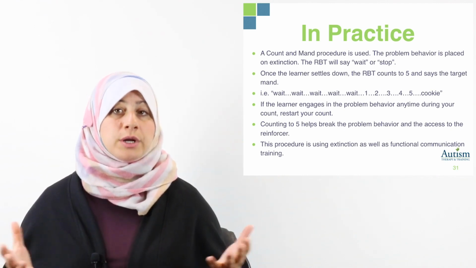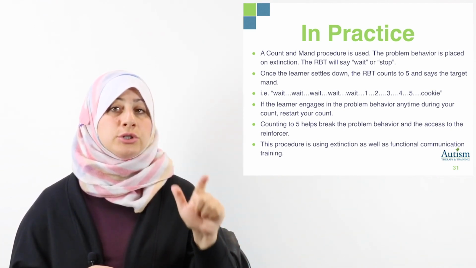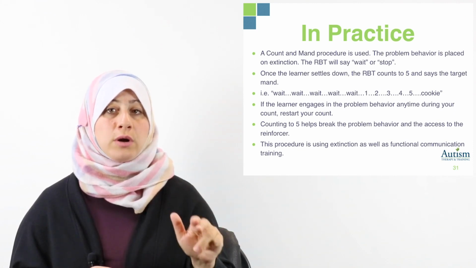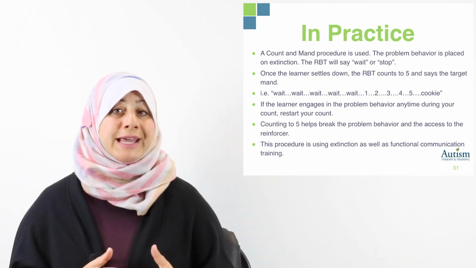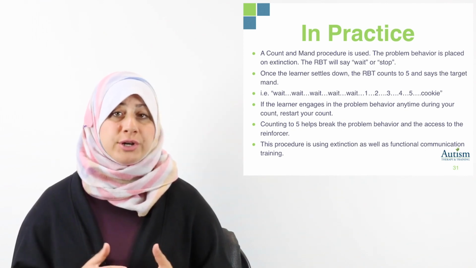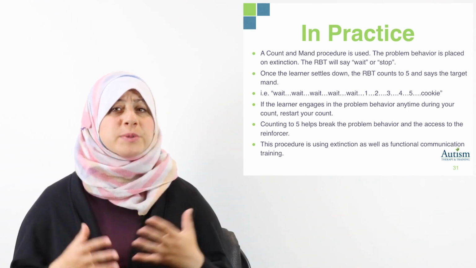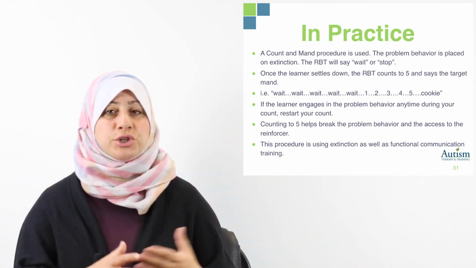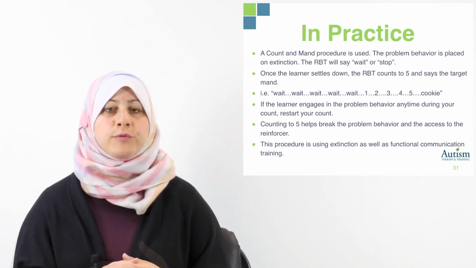For instance, this is what it could look like. Wait, wait, wait. 1, 2, 3, 4, 5. Cookie. If the learner engages in the problem behavior anytime during that count, then we would restart the count. Counting to 5 helps break that problem behavior and access to reinforcers, so that problem behavior is not being reinforced.